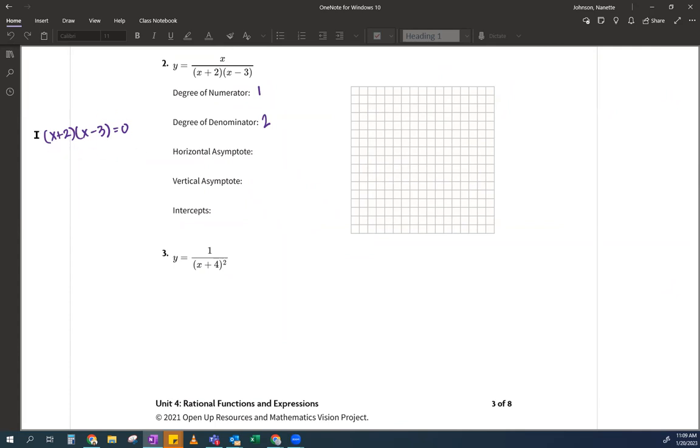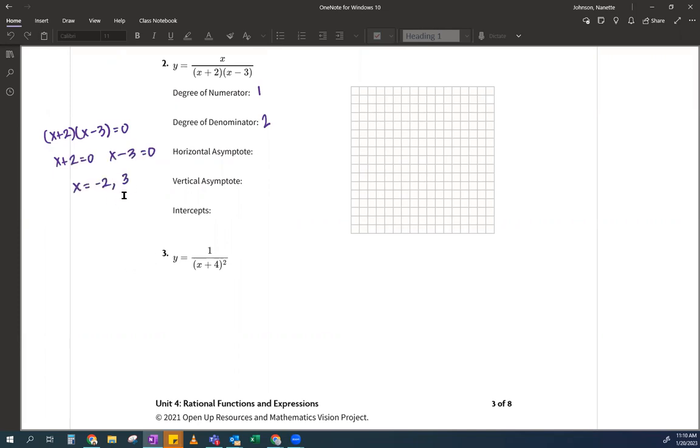Anybody remember how to solve this? Yeah, you just take each of them equal to 0. So that's x plus 2 equals 0, x minus 3 equals 0. So x equals negative 2 and 3. Everybody okay with this? Yeah, exactly.